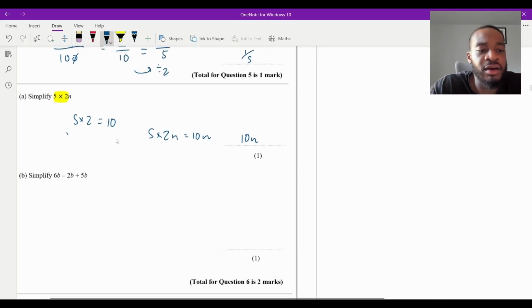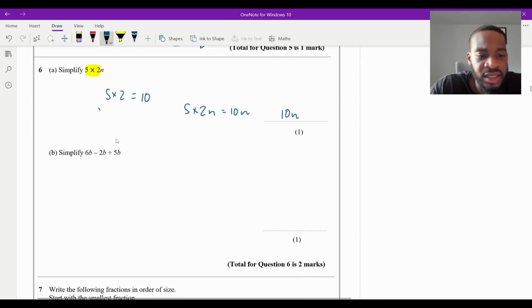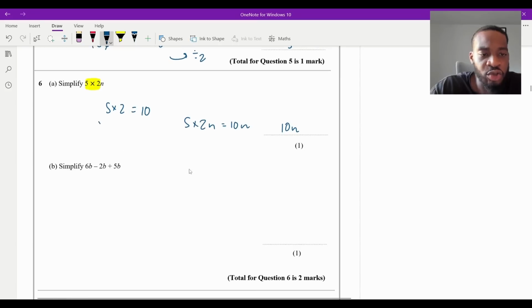Now simplify this one for part B. 6b minus 2b plus 5b. So they are all in terms of b, so they're like terms. What I like to do with these type of questions is get rid of the letters first so you can see what's happening, and then bring it back.